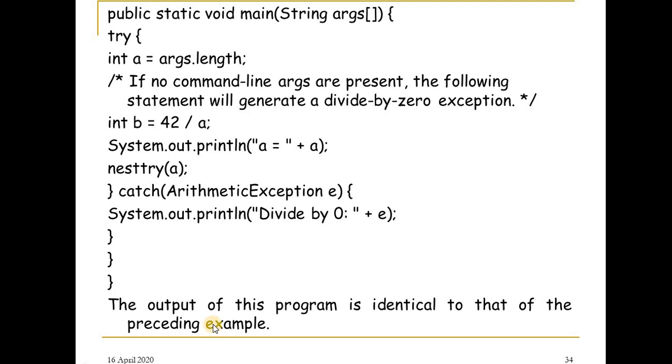The output of this program is identical to that of the preceding example. It is the same as how we executed the previous example. We saw when we pass no command line arguments, when we pass one command line argument, and when we pass two command line arguments, how the output was generated. Same output will get generated for this program also.